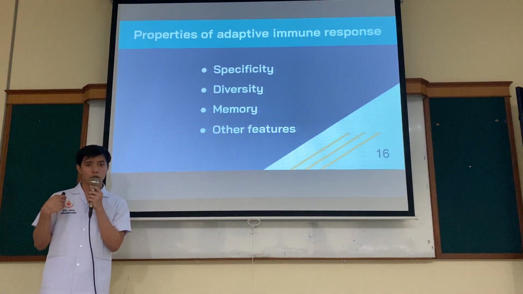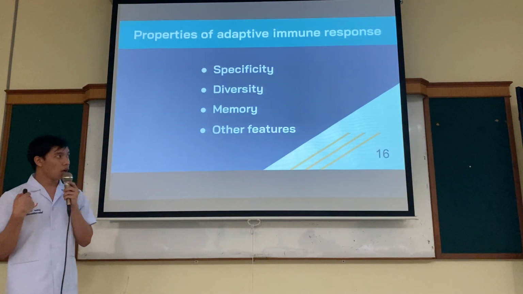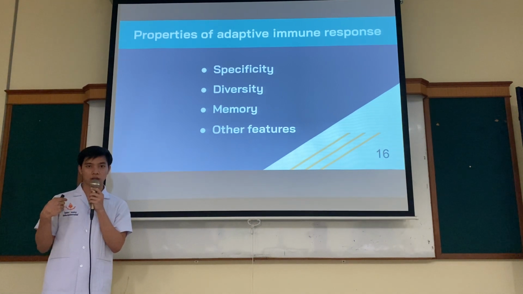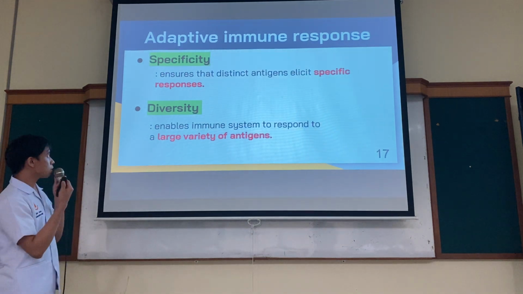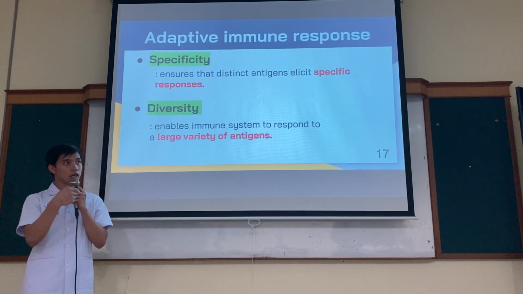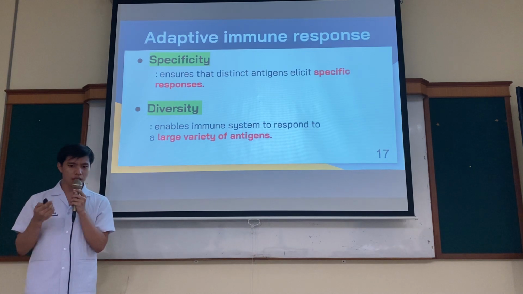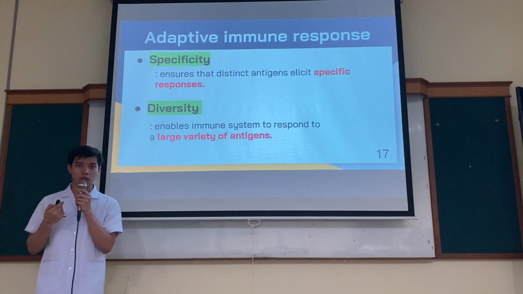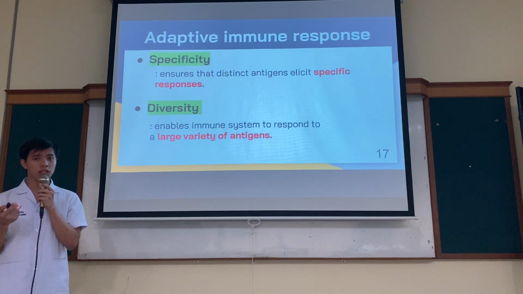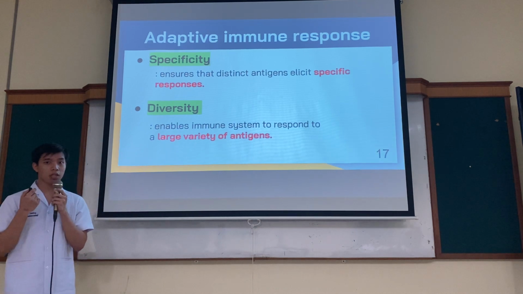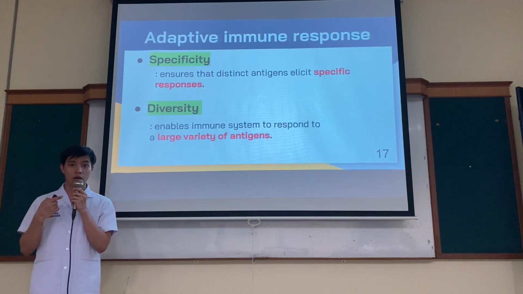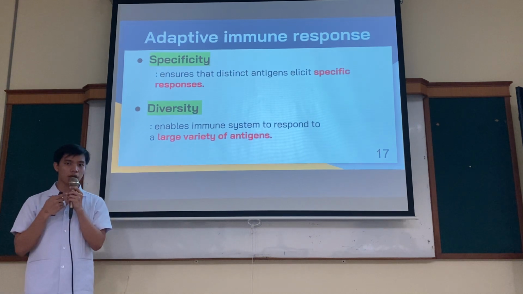Next, I would like to talk about properties of adaptive immunity. There are four main properties of the adaptive immune response. The first property is specificity. Specificity is the ability to ensure that distinct antigens elicit specific responses. To understand specificity, we see that T and B cells have specific membrane receptors. This allows them to only recognize and target specific pathogens.